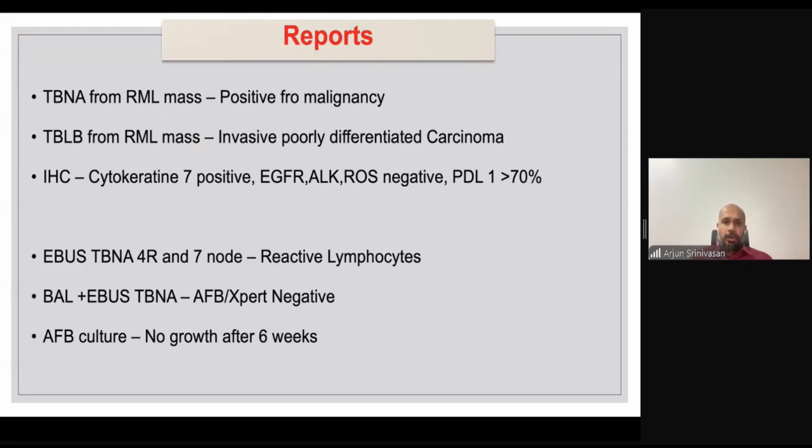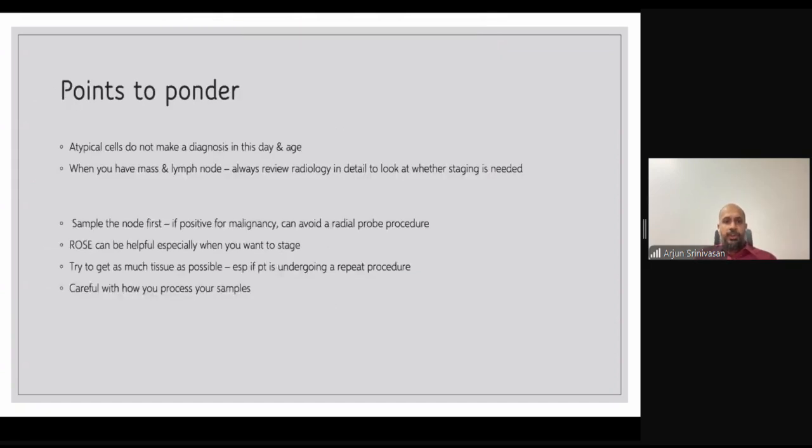A TBLB from the right middle lobe mass showed poorly differentiated carcinoma. IHC was possible, and it shows that there is more than 70% PDL1. And EBUS TBNA from the 4R and 7 node shows only reactive lymphocytes, and so does the cryobiopsy from the node, showing no evidence of malignancy or granulomas. BAL plus GeneXpert is all negative, and a follow-up mycobacterial culture is also negative.